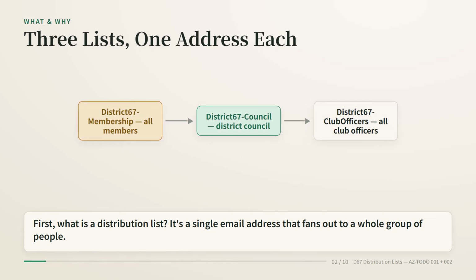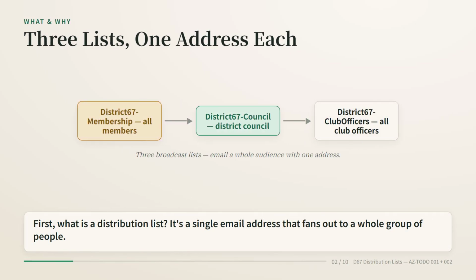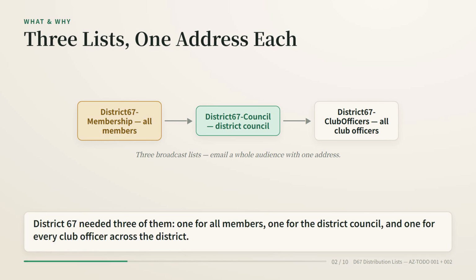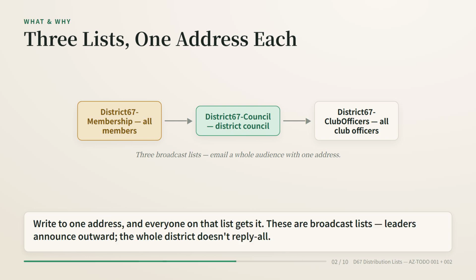First, what is a distribution list? It's a single email address that fans out to a whole group of people. District 67 needed 3 of them, one for all members, one for the district council, and one for every club officer across the district. Write to one address, and everyone on that list gets it. These are broadcast lists. Leaders announce outward. The whole district doesn't reply all.